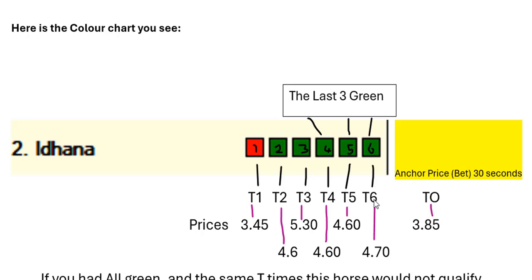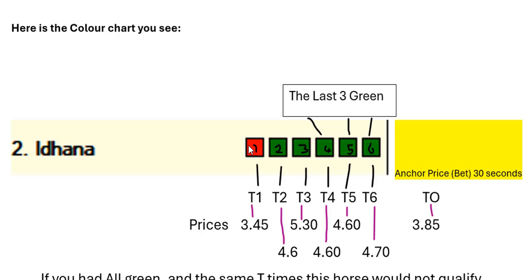At the T6, which was 1.5 minutes, the price was 4.70. You can see it's higher than 3.85, so it's green. T5 is 4.60, once again higher, so it's green, and so forth till we come to the T1 price that was done at the 12-minute mark. The price was 3.45. 3.45 is lower than 3.85, so it is red.